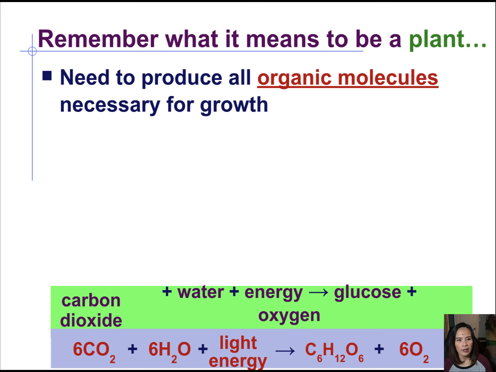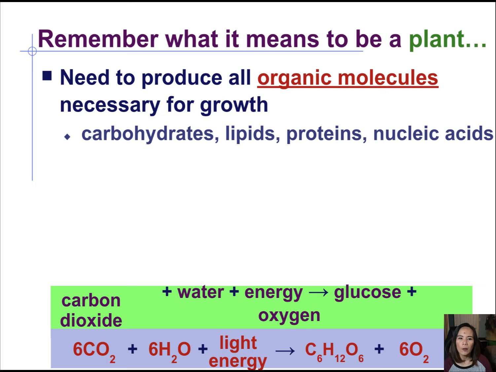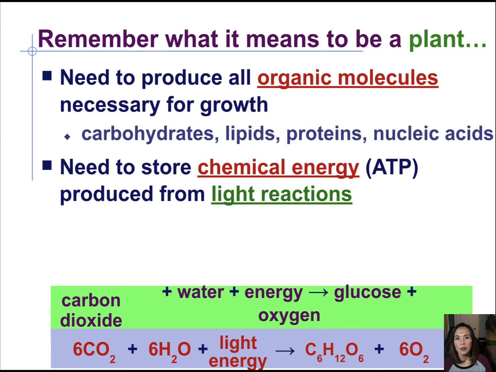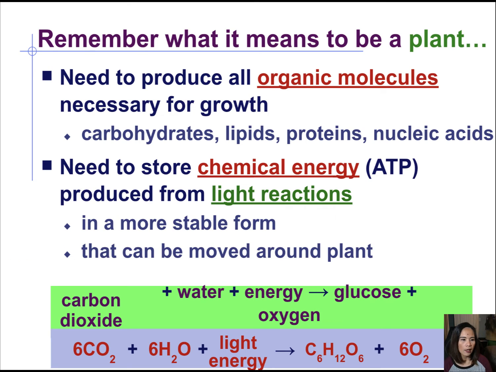So let's just summarize what it means to be a plant. Plants need to produce all the organic molecules necessary for growth: carbohydrates, lipids, proteins, nucleic acids. It's very important, right? And we need to store chemical energy, in the form of ATP produced from the light reaction, in a stable form that can be moved around the plant. So our chemical equation here: the ingredients or reactants in photosynthesis are carbon dioxide and water, plus the energy from the sun, or the light energy, to produce glucose and oxygen.